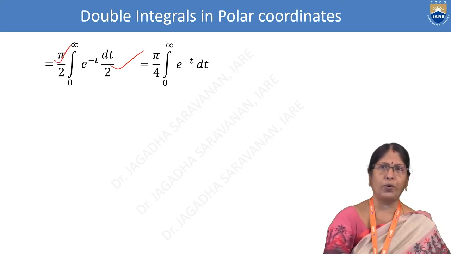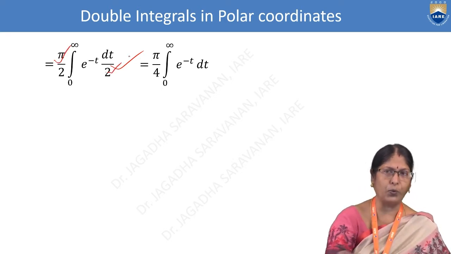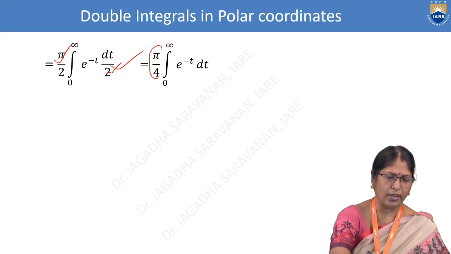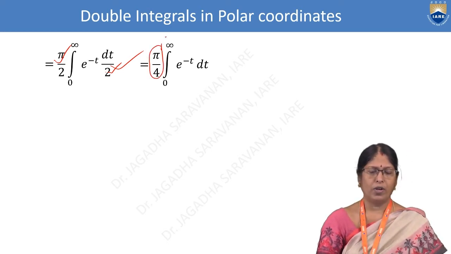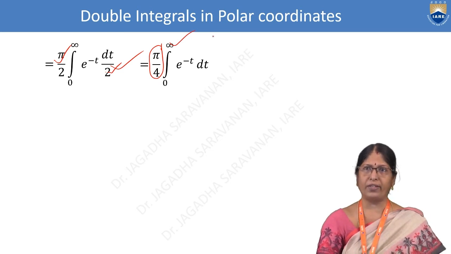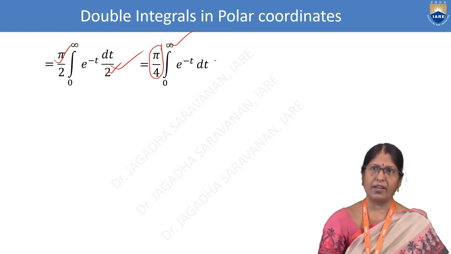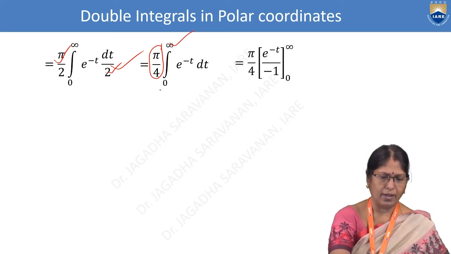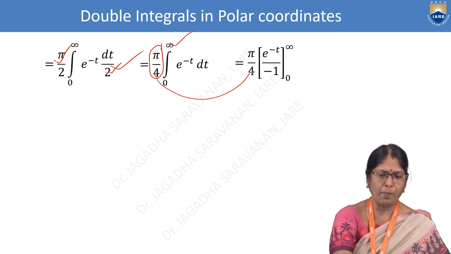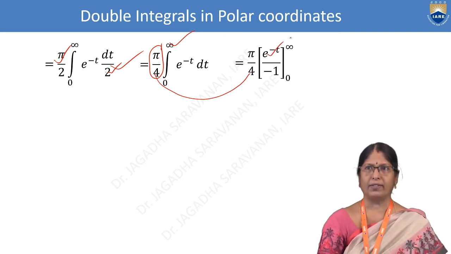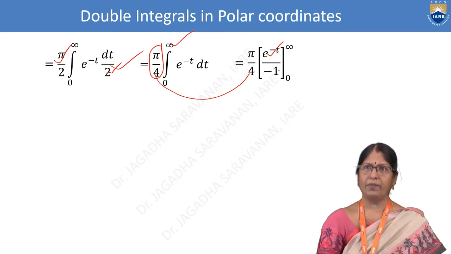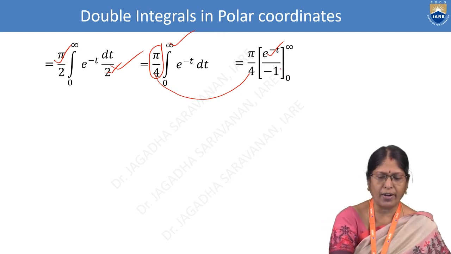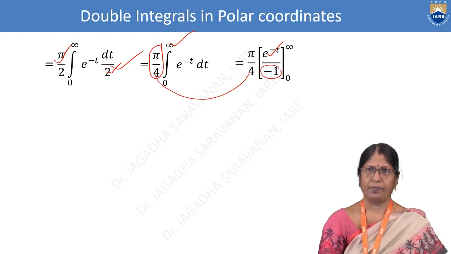Now here pi by 2 is there, here 1 by 2 is there. Both together it becomes pi by 4. So integral 0 to infinity e power minus t dt. This integral is very simple, that is pi by 4 as it is. E power minus t integrates to e power minus t divided by the t coefficient, which is minus 1. So divided by minus 1, 0 to infinity.